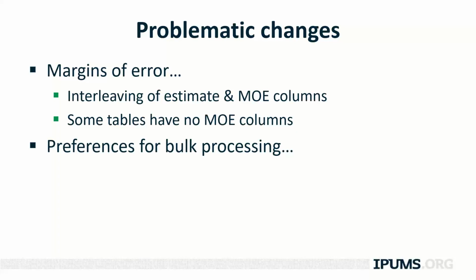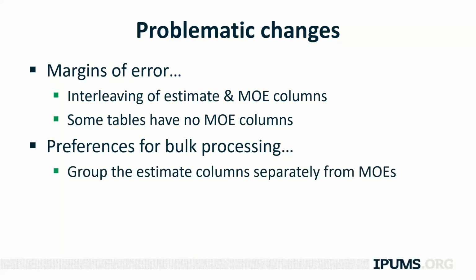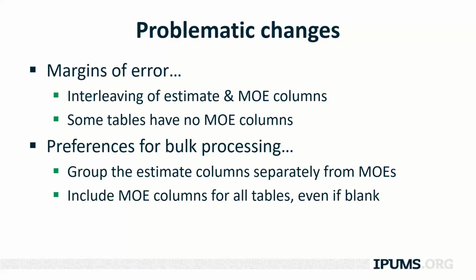It is easier for us to assume that all of the estimate columns are grouped together separately from the margins of error, and it is easier for us to assume that every estimate has a corresponding margin column. Even if it's blank, it's just easier to know. We don't have to specially program to check to see whether there's a margin of error column there. We can assume it's there and just grab it.